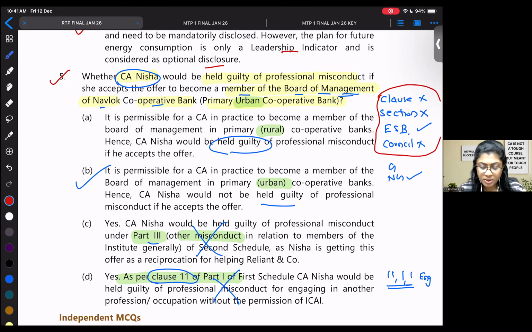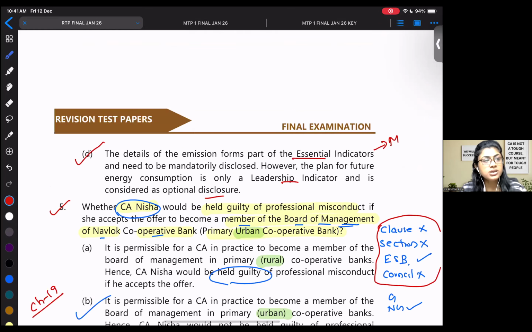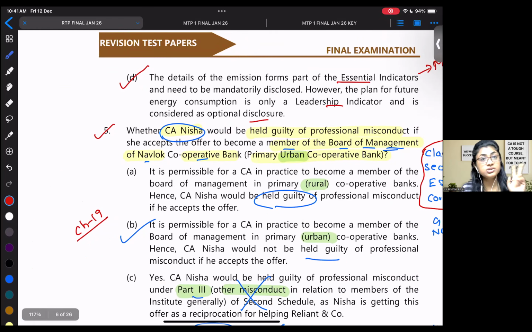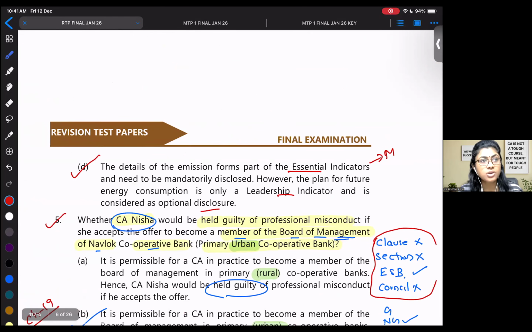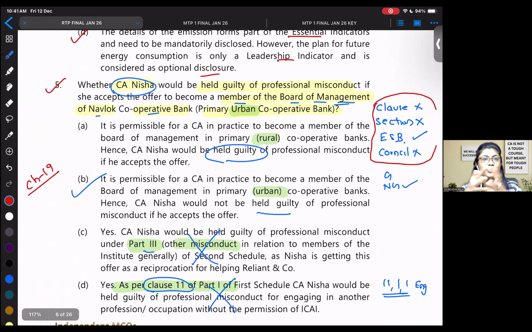Are we clear with this? This is chapter number 19, professional ethics. But just see the integrated MCQ. The first 2 questions were related to CARO. Then one was PSU audit. Then was an emerging area. The last one is your ethics. So it's a mixture of 3-4 chapters. 4 chapters.